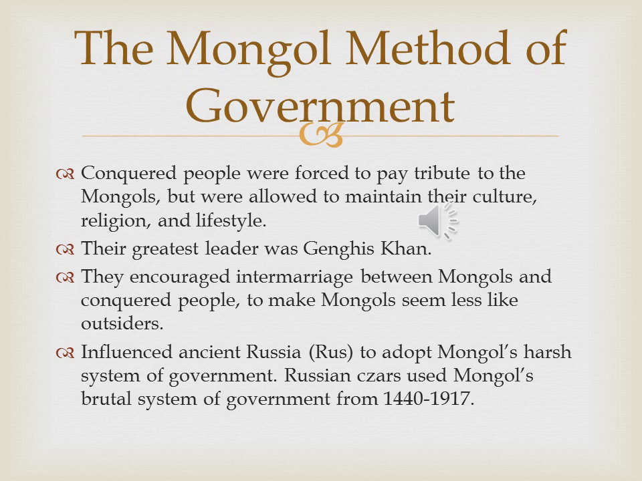And the greatest leader was Genghis Khan. But the thing about Mongols is they encouraged intermarriage between Mongols and conquered people. Why? The reason for that was to make Mongols seem less like outsiders. And they actually influenced Russia, which back then was called Rus, to adopt Mongols' harsh system of government. And Russian czars used Mongols' brutal system of government from 1440 through 1917, which was the year of the Russian Revolution, when communists overthrew Tsar Nicholas II and took power in Russia. But yeah, truly remarkable achievement.